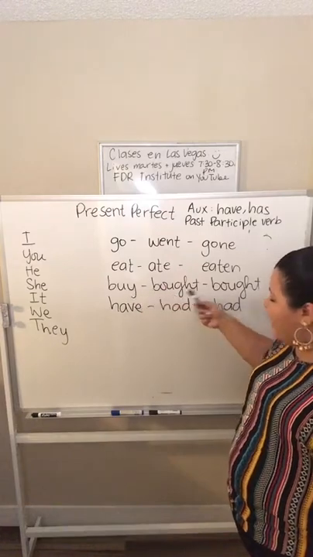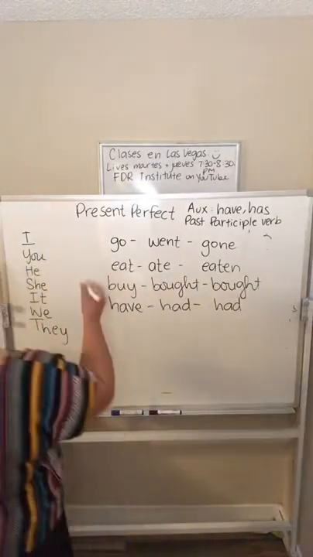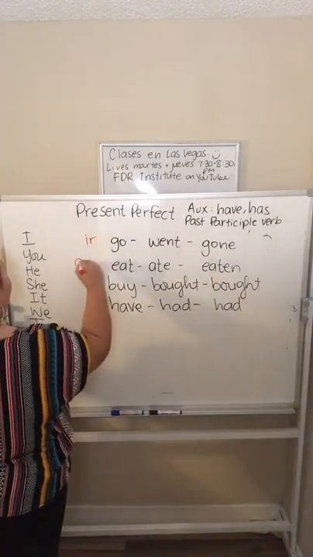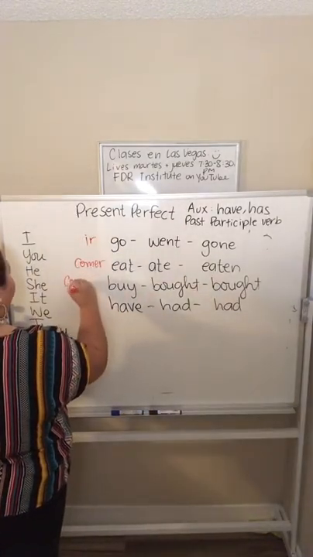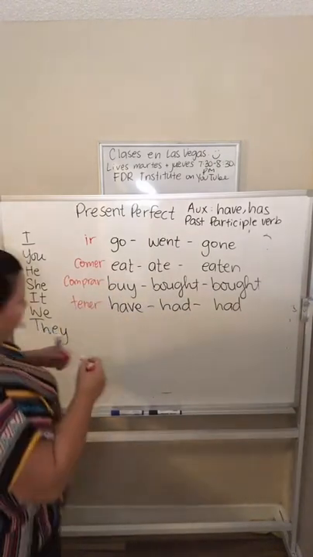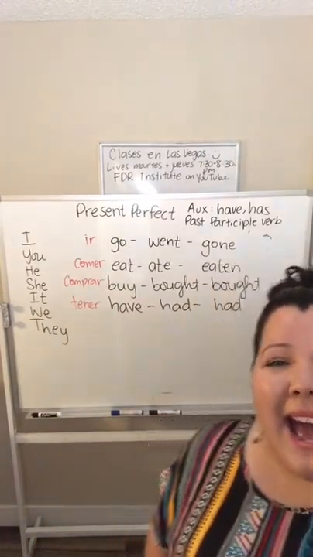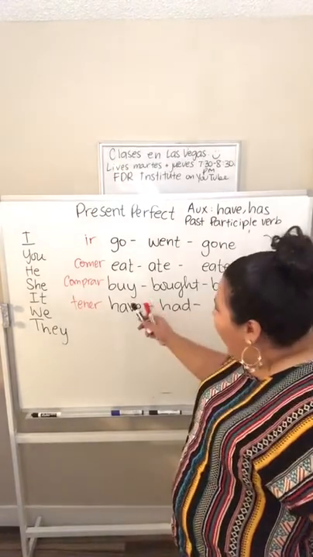Ahora, el verbo comprar. Buy, bought, have bought. Si quieren, guys, voy a apuntar just because I know que a veces, you know, ir, comer, comprar, tener. Just in case. Okay. Comprado. He comprado. I have bought.